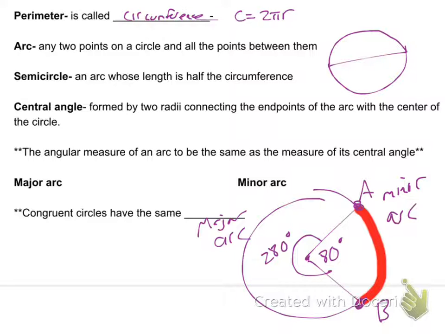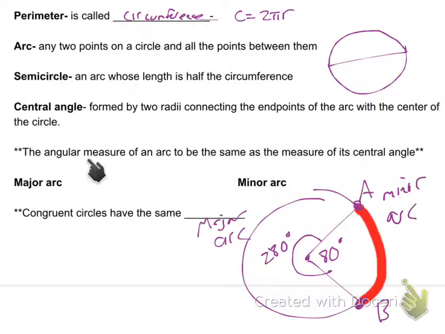Central angles are at the center. You have to be at the center to be a central angle. Big note here. Double starred here, right? The angular measure.